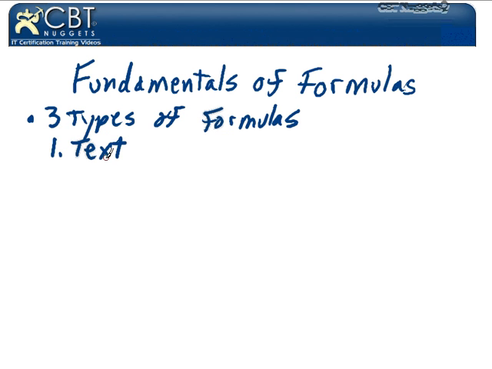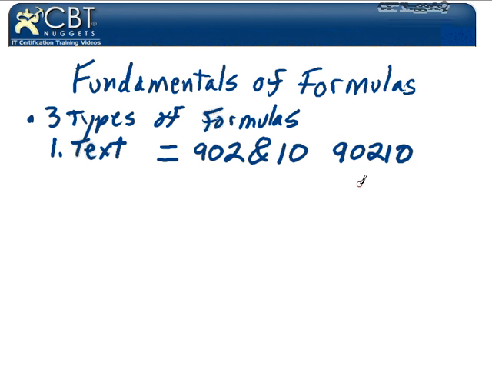Now, a text-based formula is something where, for example, and by the way, you always have to use the equal sign in a cell to let it know that you're doing a formula. So I'd say equal, and let's say I did something like this, 902, and then I use the ampersand, which is a text operator, 10. And when you look at that cell and it runs this formula, it would concatenate or combine these two series of numbers, and I would get 90210. Just like Beverly Hills.